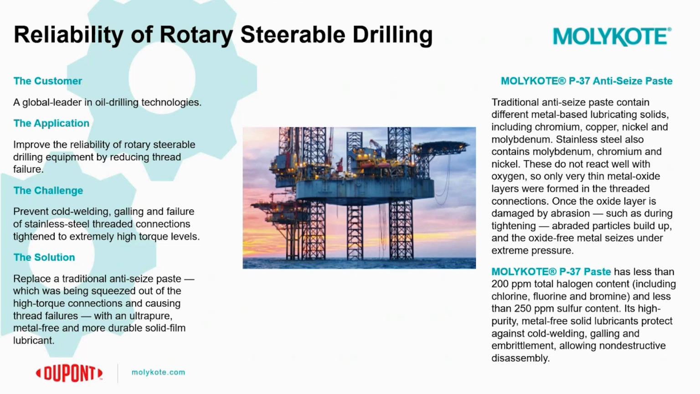Given the specific materials that are used in the threads themselves, it's important to consider using a lubricant that is ultra pure and metal free in order to be compatible with the substrate used in this application. The lubricant used here is P37, an ultra pure anti-seize paste. Ultimately, this paste was able to work in this application because of its high purity and the fact that it's metal-free, which protects against cold welding, galling, and embrittlement, and also allows the non-destructive disassembly of these threaded components.